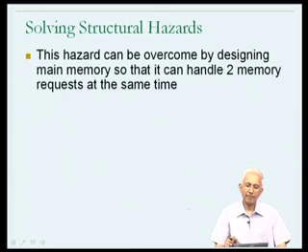Okay, now there are clearly going to be alternatives, and the alternative which I outline in this slide is that it should be possible to design the hardware so that if we can identify all the situations where there could be two instructions which require the same hardware resource at the same time, maybe we could design the hardware so that it can handle the multiple requirements at the same time.